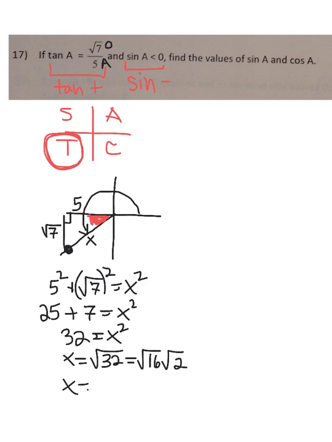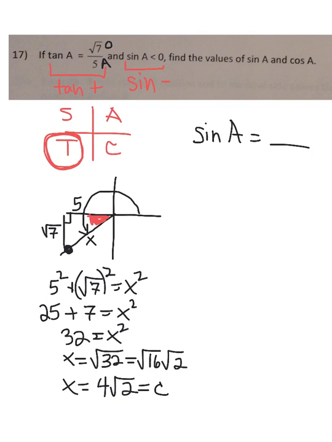So then x would equal 4 radical 2. So that's my hypotenuse, if you want to call it C instead, that's up to you. All right, so now we need to answer the question, and the first question that they're asking is sine. They want you to find the sine of A.